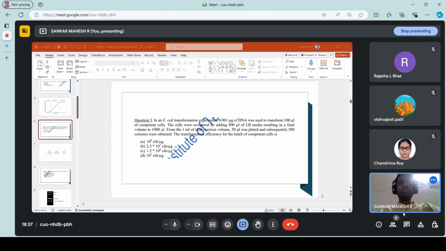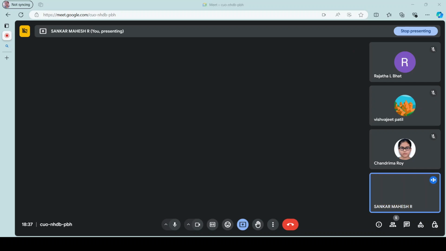Okay. I'll just briefly go through the methodology. So to get the transformation efficiency, which is the number of colony forming units per microgram, what one has to know is the number of transformants, which is nothing but the number of colonies. In this case, it is 500, and the microgram of DNA. So they used 0.001 micrograms of DNA. Then what is the final volume at recovery? That is 1 ml versus the volume that is plated, that is 50 microliters.